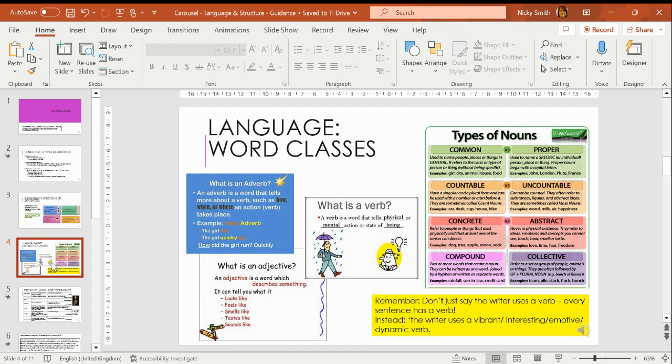Then word classes, that's the function of words in a sentence and includes nouns, verbs, adjectives, prepositions, adverbs. But the ones that are usually the most effective within a sentence, the most interesting, are the verbs, adverbs, and adjectives.